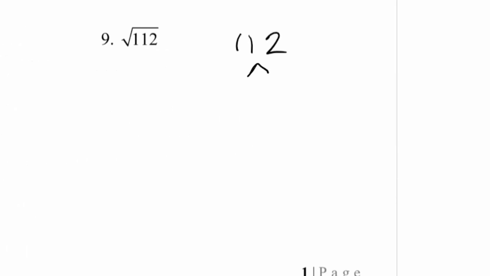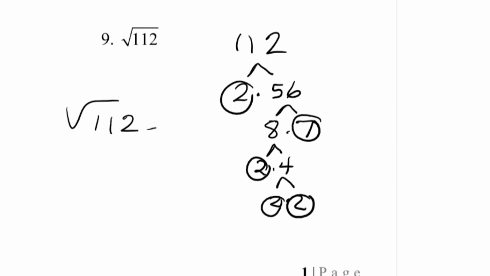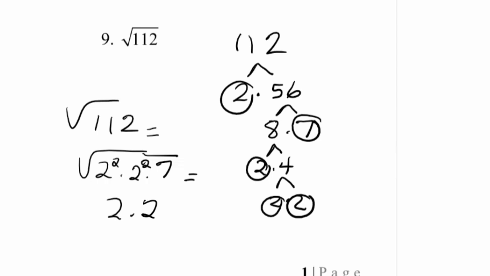So 112, let's see, 2 goes in 56 times, right? And let's see, this is what, 8 times 7. And then 8 is 2 times 4, and 4 is 2 times 2. So we have 1, 2, 3, 4 2's and a 7, right? So we have two pairs of 2's, right? So the square root of 112 equals the square root of 2 squared times another 2 squared times a 7. So 2 times 2 times root 7, because we have the two perfect squares, they come out of the radical. And the 7 stays in. And then we multiply those two as a 4 square root of 7.